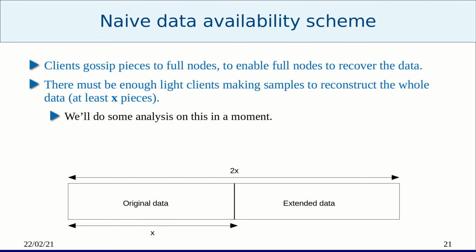Now, with this scheme, clients gossip these pieces to other nodes, such as full nodes, to enable full nodes to recover the entire data from the different pieces. Similar to how BitTorrent or IPFS or other file sharing systems work, where they have different peers sharing different pieces of files with each other. For this scheme to work, there have to be enough light clients in the system, making enough sample requests to be able to reconstruct the entire block, and we'll discuss this in a second.